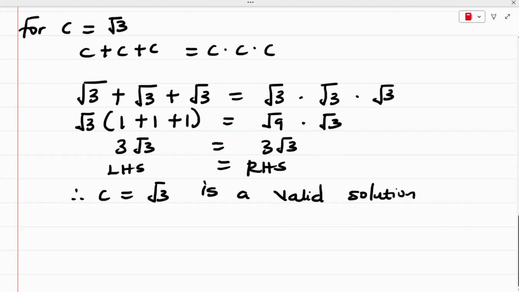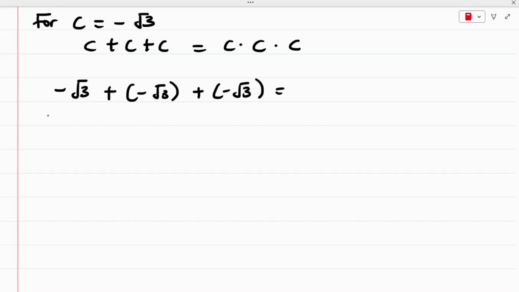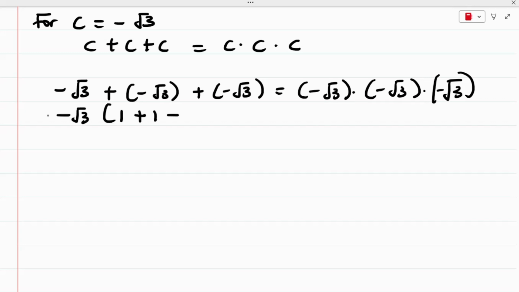So let's solve lastly for C equals to negative root 3. So for C equals to negative root 3, we have the question to be C plus C plus C is equals to C multiply C multiply C. So this becomes negative root 3 plus negative root 3 plus negative root 3 is equal to negative root 3 multiply negative root 3 multiply negative root 3. So from here, we have that negative root 3 is a common term, so we factor that out. We have negative root 3 into 1 plus 1 plus 1.